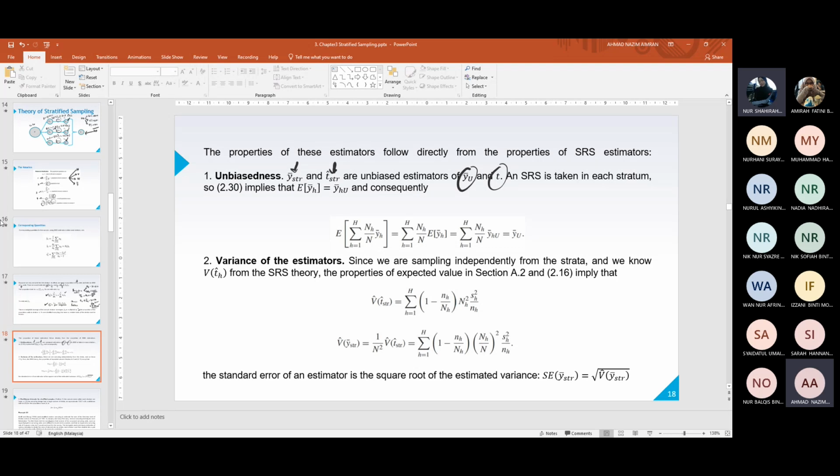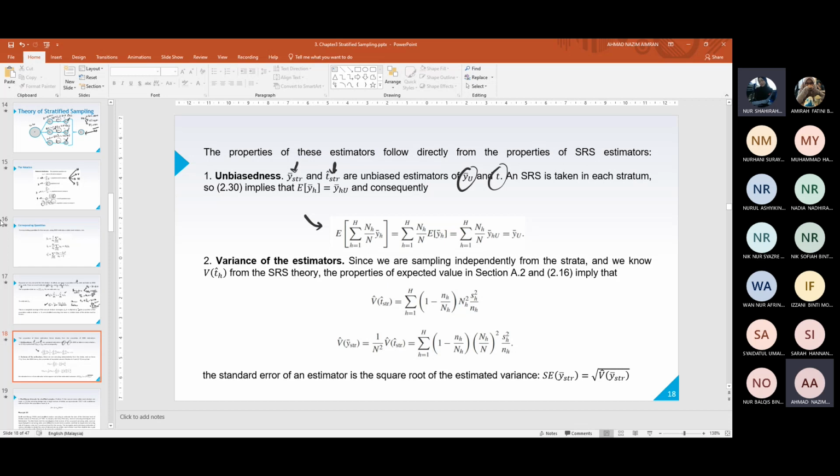Okay. Y bar U here stands for the mean salary of the population. This is the estimated mean salary by using stratified random sampling. Consequently, we can prove that it is unbiased by using this formula. Okay, it is proven that it is an unbiased estimator.